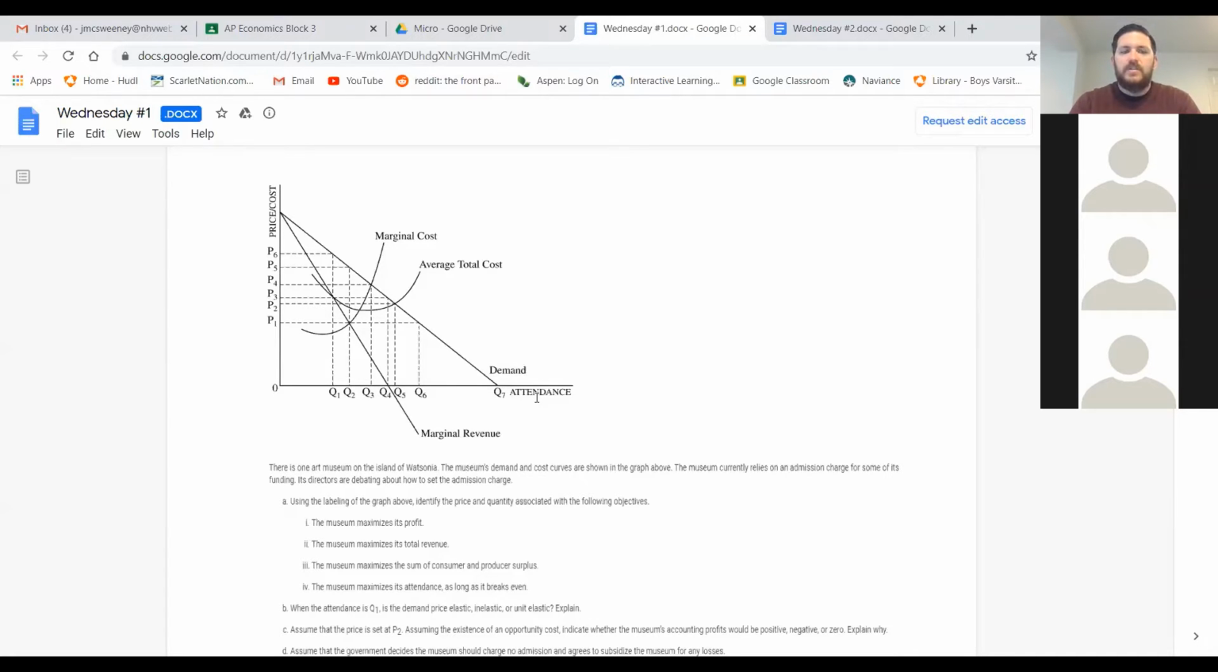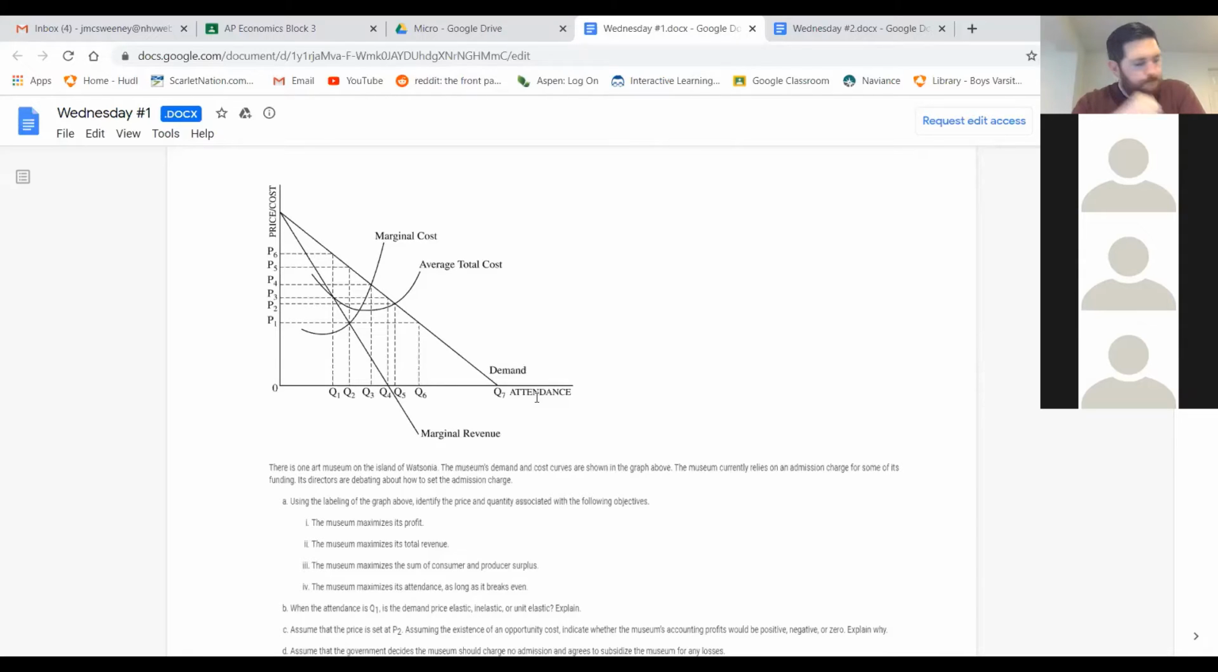And that's not true. Look at the way that the question is worded. Assume that the price is set at P2. Now, assuming the existence of an opportunity cost, indicate whether the museum's accounting profit will be positive, negative, or zero. Remember, economic profit is equal to accounting profit minus the opportunity cost. In this case, if we know an opportunity cost exists and we know our economic profit is zero, it means that our accounting profit must be positive, okay?